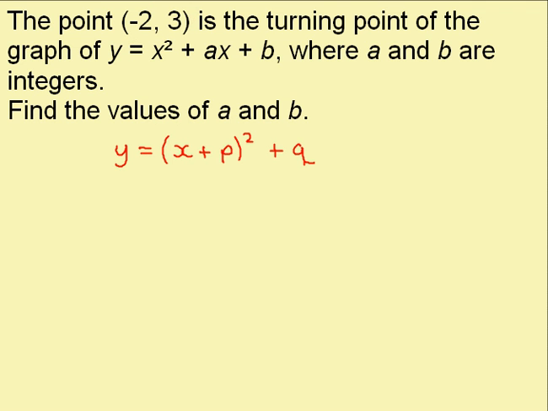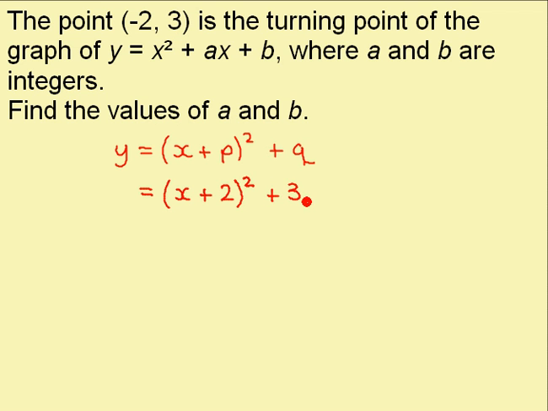So I know that the minimum value of y occurs when x is minus 2. I'm going to use that to find out what p is. So if x is minus 2, and I know that this is going to be 0, p must be plus 2. Now the minimum value is 3, so I know that q must be 3.